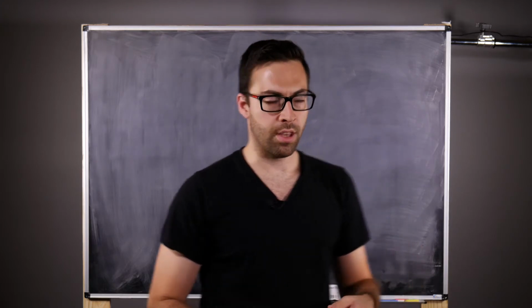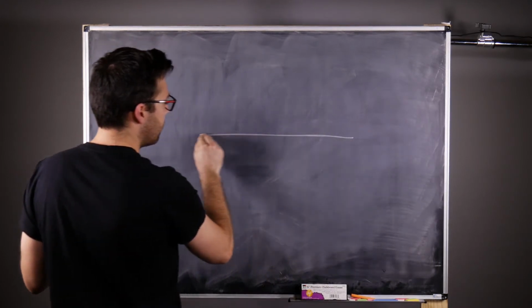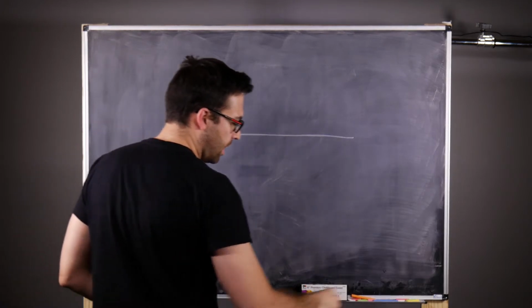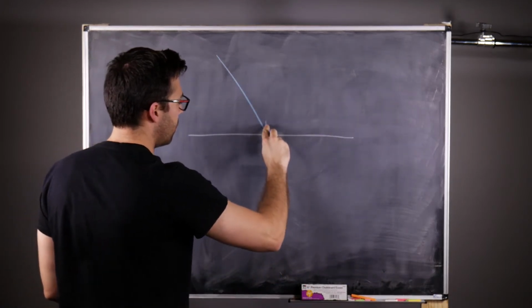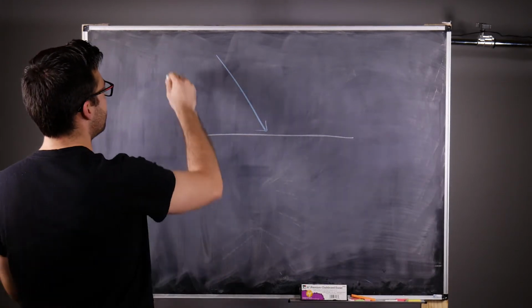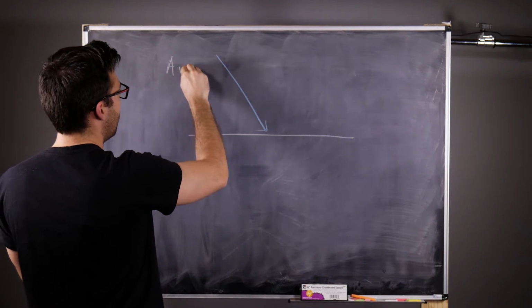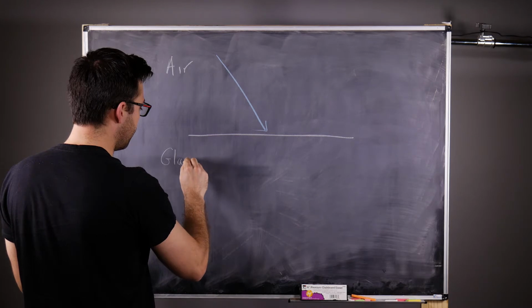So we can think of it like this. Let's say we have a surface, like so, and we have light rays that are interacting with this surface. We'll call this a light ray, and we can call this air. Let's say this is just the air around us, and let's say that this is a glass surface, like you would see in a lens.